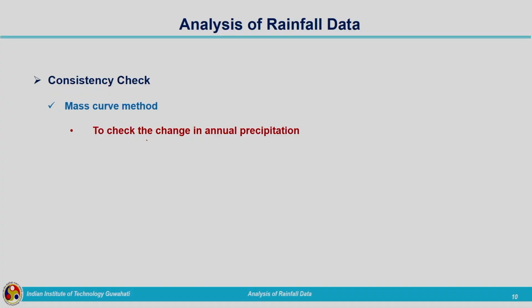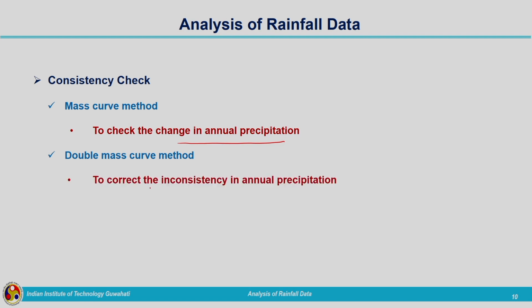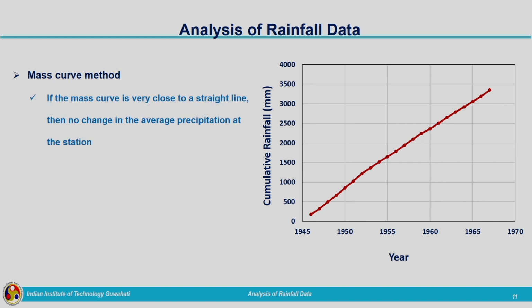For the consistency check, the first method is the mass curve method. If we plot the mass curve, we can check the change in annual precipitation. The second method is the double mass curve method, which is used for making the correction in the annual precipitation. The inconsistency present in the rainfall data series can be corrected by making use of the double mass curve method. Let us see them one by one. In the mass curve method, how it is plotted we have seen in the previous lecture. If the mass curve is very close to a straight line, then there is no change in the average precipitation at the station. So first we will plot the mass curve and check the curve.